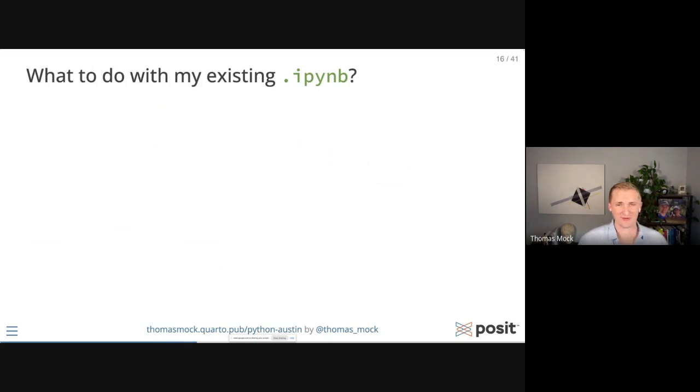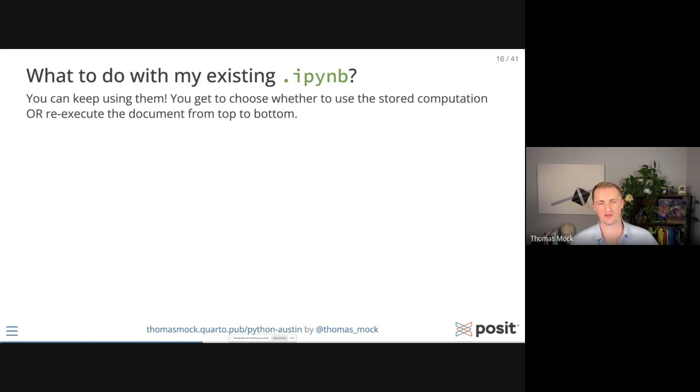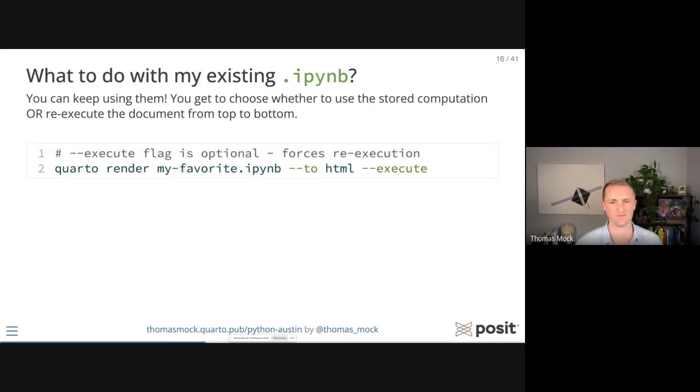So what do I do with my existing Jupyter notebooks? Keep using them if you like them, right? You get to choose again whether to use that stored computation, like the actual JSON structure itself, or to re-execute the document linearly from top to bottom. That execute flag is what gives you the option to force re-execution and make sure it's reproducible.